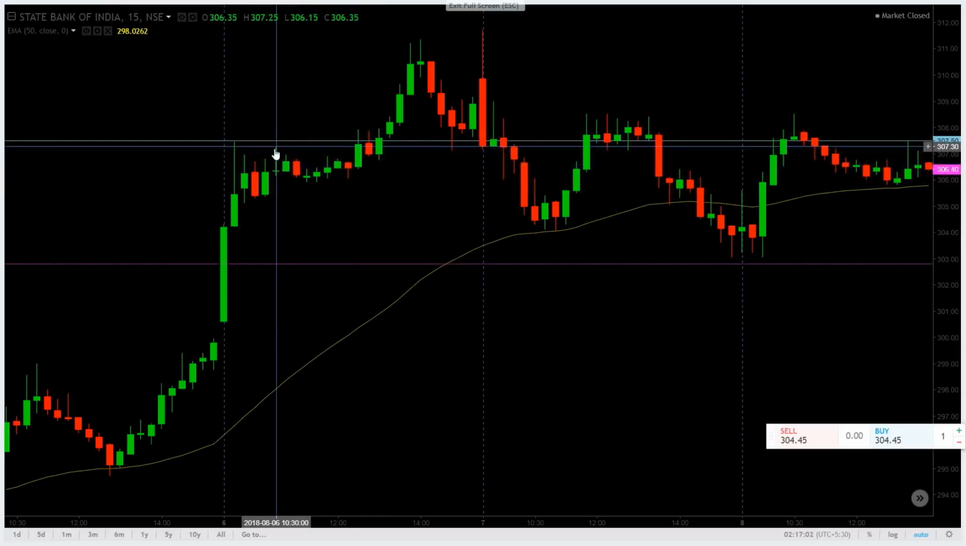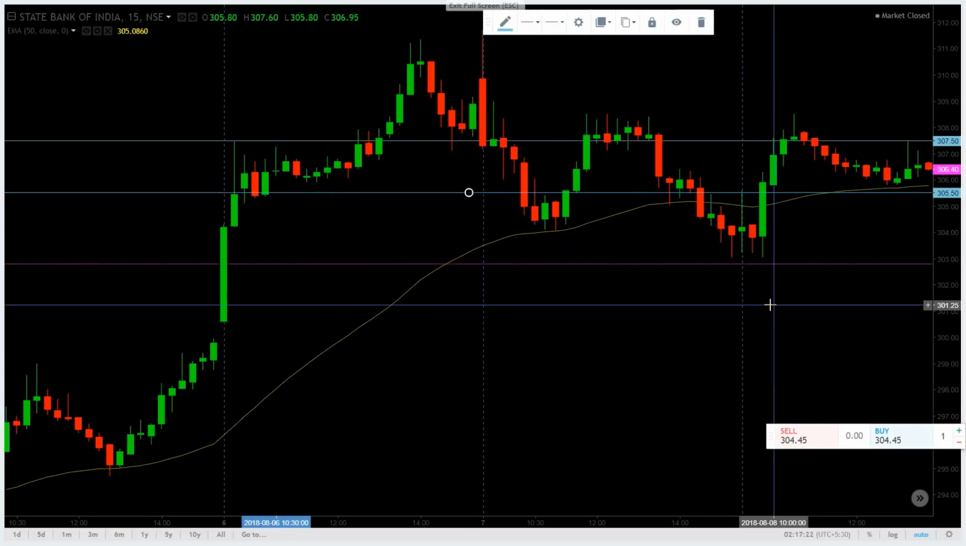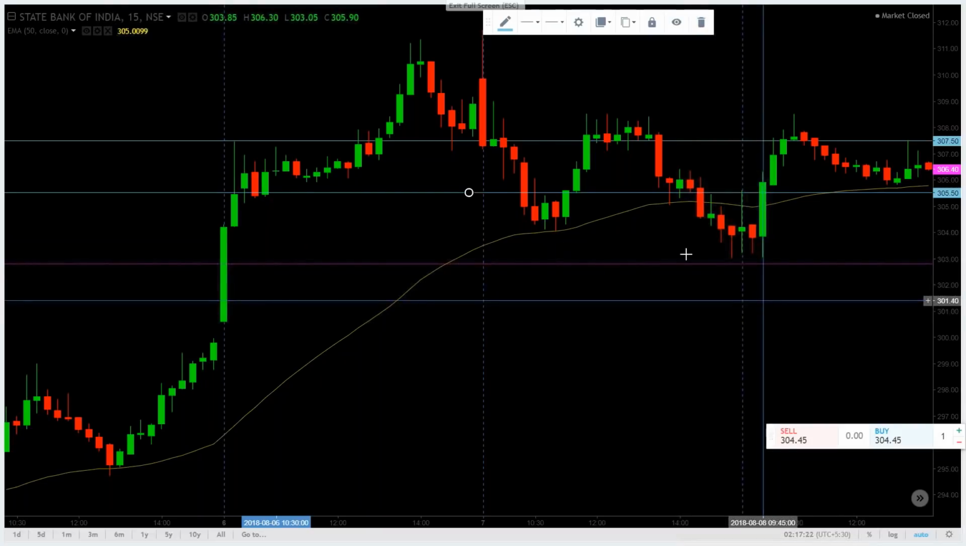So say for example, if you're into the buy side of the trade, your stop loss is going to be definitely 2 rupees. So what you can see over here is 307.50. So 305.50 is going to be your stop loss price. This is your stop loss price. As I mentioned, what we are supposed to do is, if you are trading with, say for example, 100 shares of SBI, you have to place two different orders.